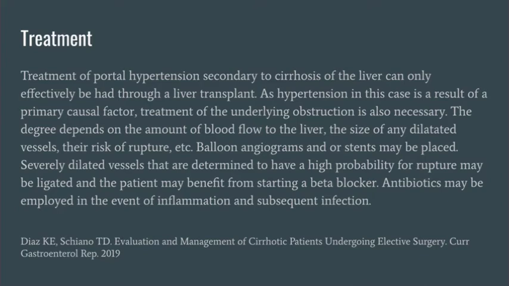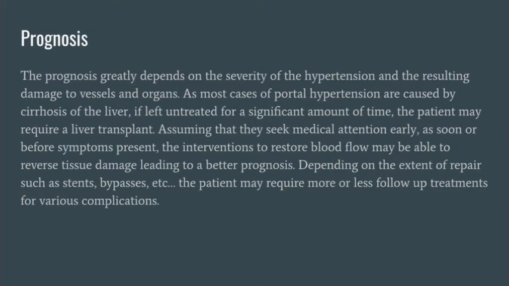Severely dilated vessels that are determined to have a high probability for rupture may be ligated, and the patient may benefit from starting a beta blocker. Antibiotics may also be employed in the event of inflammation and subsequent infection. So the prognosis depends on the severity of the hypertension and the resulting damage to vessels and organs.